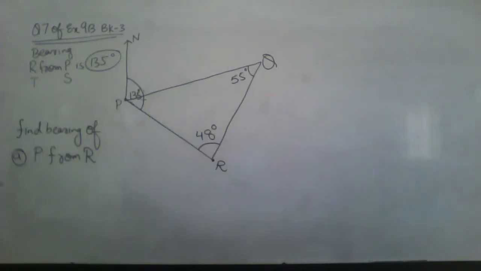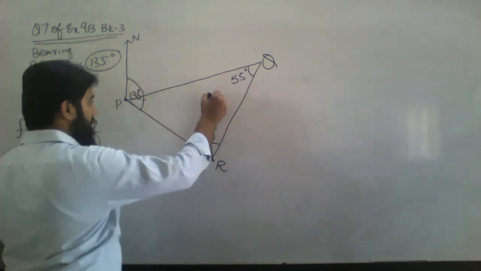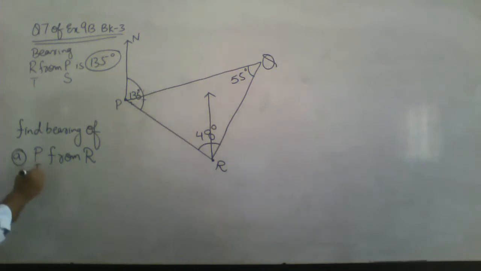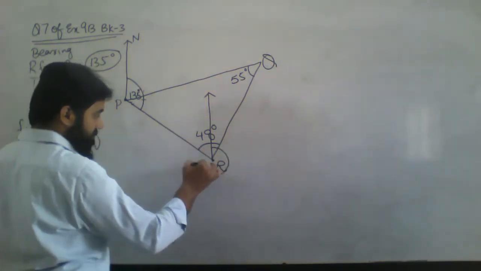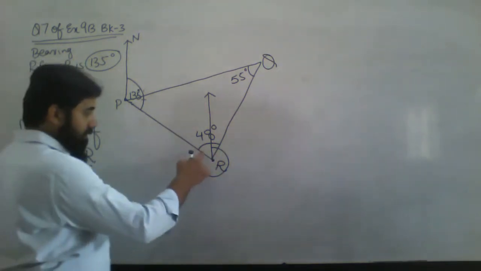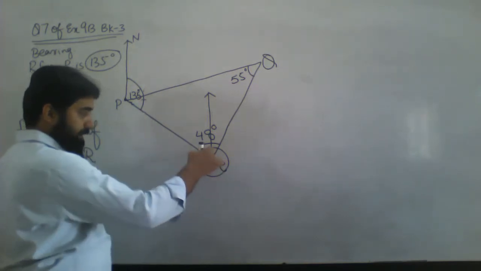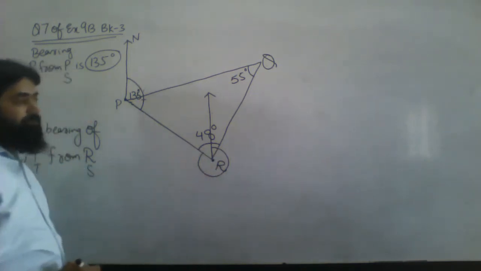So now I have to find the bearing of P from R. Okay, so what will I do? First of all, I will make a north line on R, because this is my target and this is my source. Right? Now what I have to do is find this bearing. Starting from north, coming to the connected line, I have to find this one.